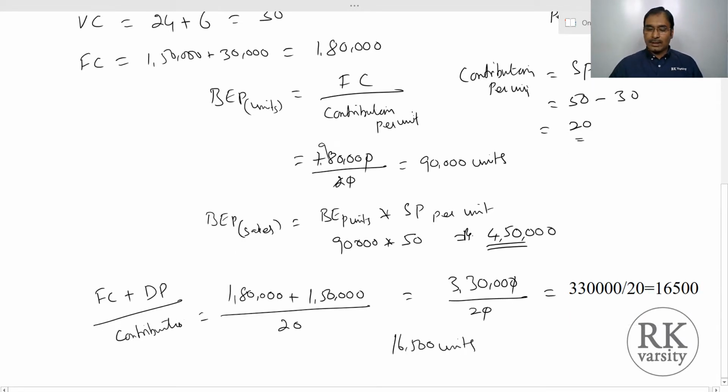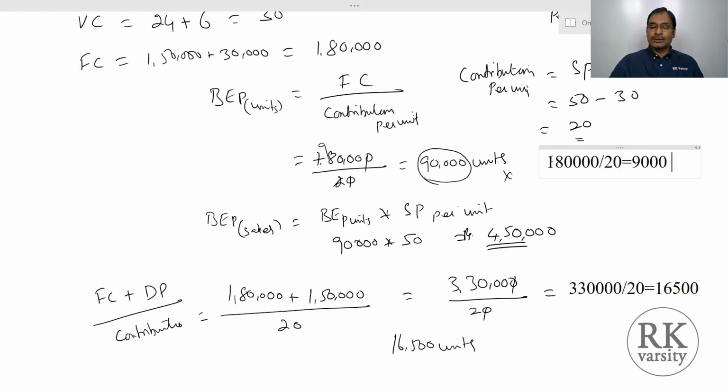Here I made a small mistake. This is not 90,000 units. I guess this is 9,000 units. So it is 1,80,000 upon 20. So 9,000 units here.